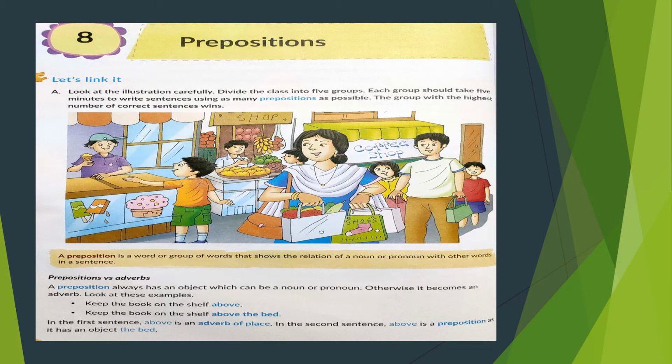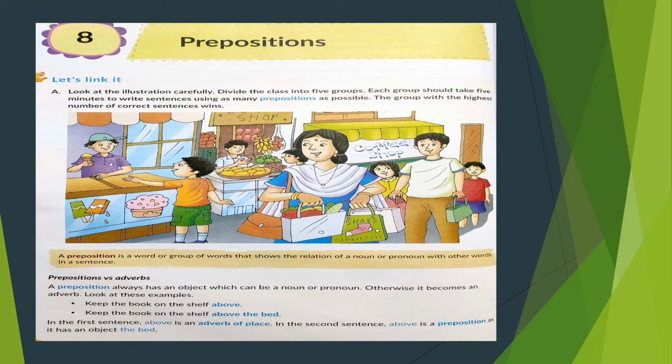Here is a picture from your textbook. Look at the illustration carefully and let us write as many prepositions as possible. For example, the boy is standing in front of the ice cream counter. The mangoes are kept on the counter. People are standing in front of the stalls. The words on and in front of tell us the relation of these people or nouns with the other parts of the sentence.